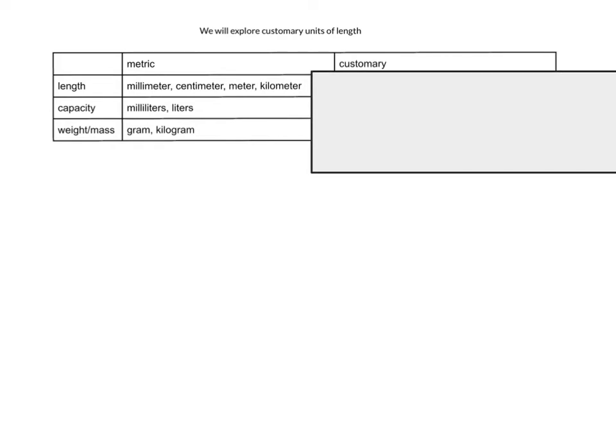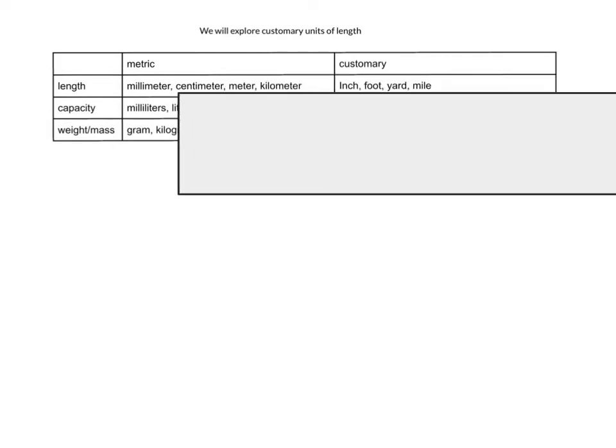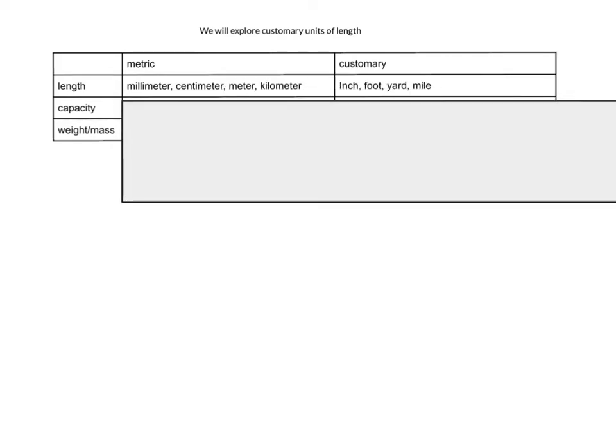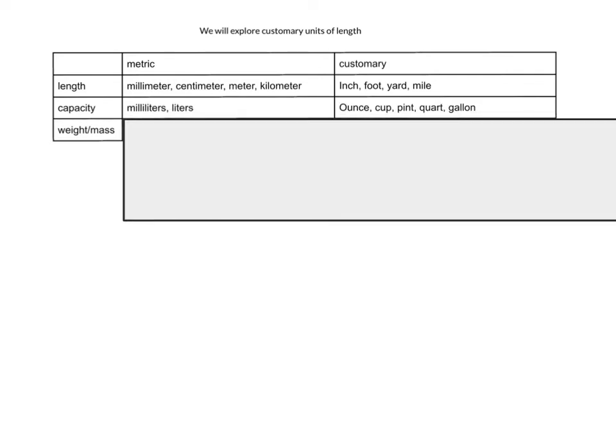When we measure length in the metric system, we use millimeters, centimeters, meters, and kilometers. When we measure length with the customary system, we use inches, feet, yards, or miles. When we measure capacity with the metric system, we use milliliters and liters. And when we measure capacity with the customary system, we have ounces, cups, pints, quarts, and gallons.